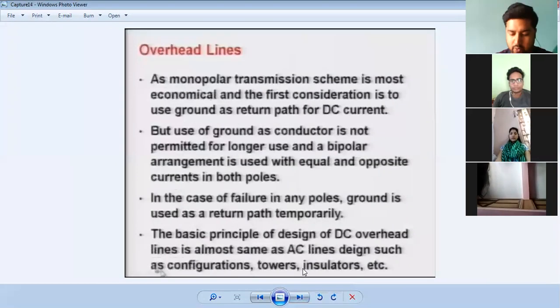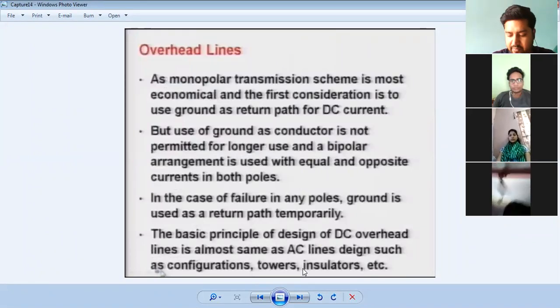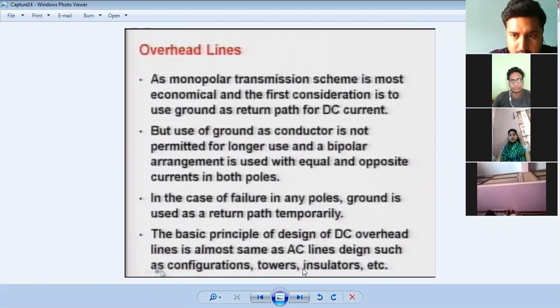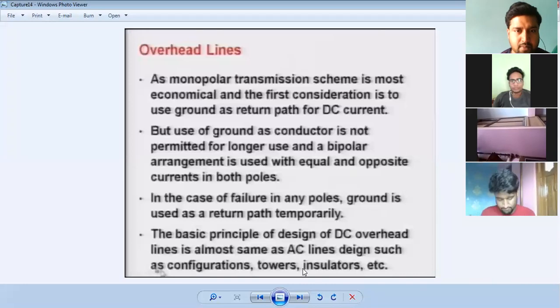But we cannot use the ground as a conductor for a long time because of radio interference and corrosion loss. In case of monopolar, we are using the ground as a return path, but if we use the ground for a long time, there will be a major problem of radio interference and corrosion loss. So we go for the bipolar arrangement.